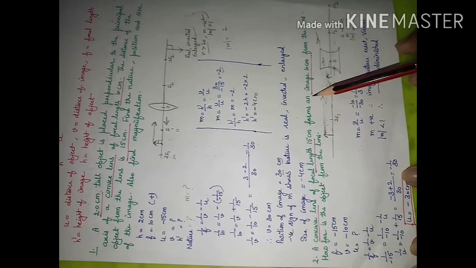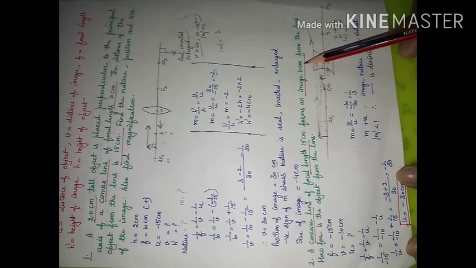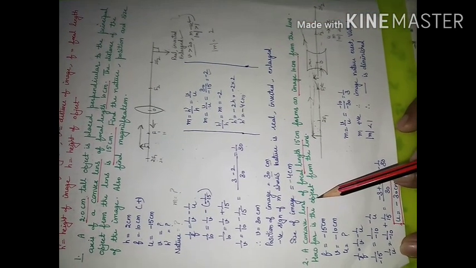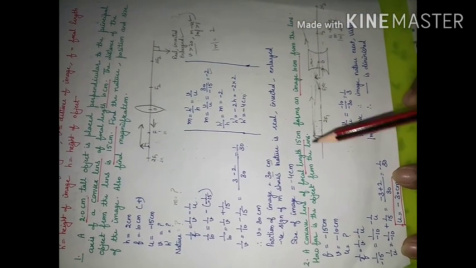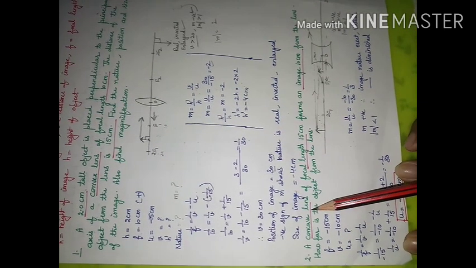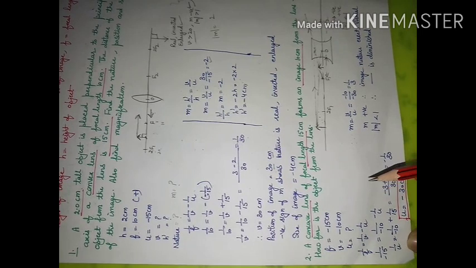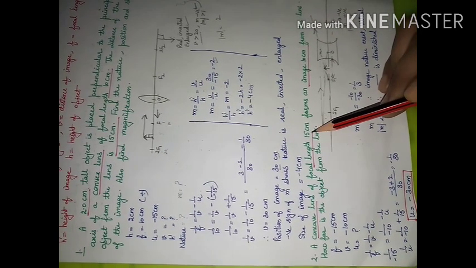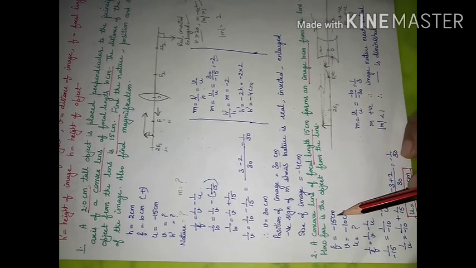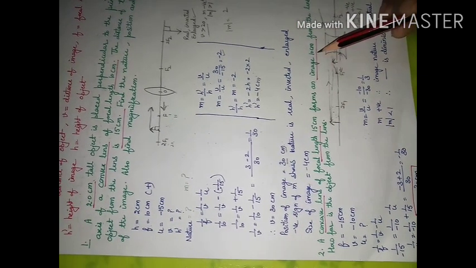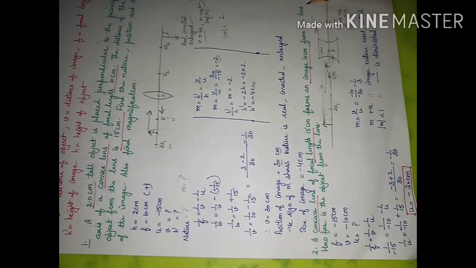Next question, we are going to have a concave lens with focal length 15 centimeter and it is going to form an image at a distance of 10 centimeter from the lens. How far is the object from the lens? So which lens is given to us? Concave. As you read concave lens, it should automatically enter your mind that focal length of a concave lens is always negative. So f is going to be minus 15 centimeter.